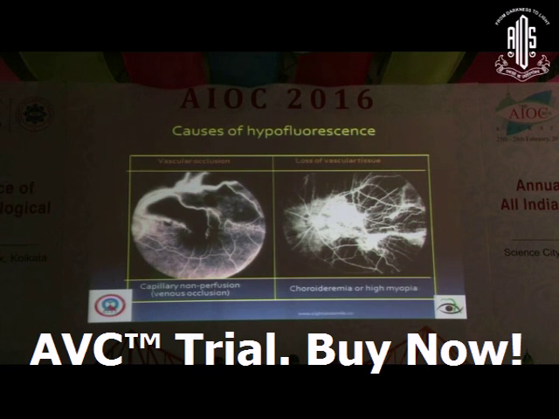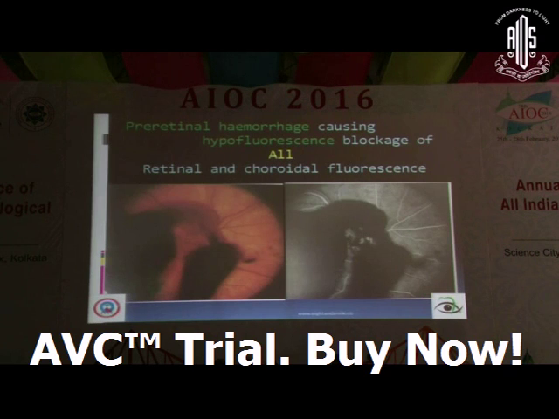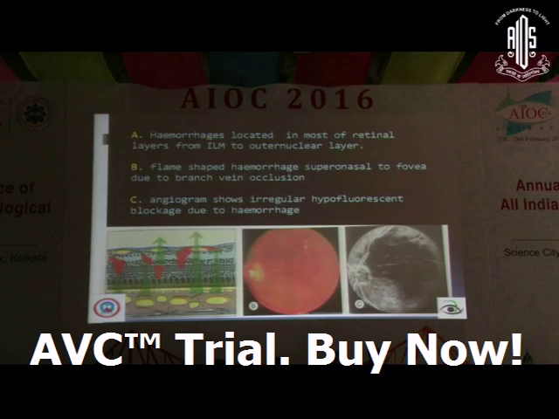Causes of hypofluorescence: vascular occlusions like capillary non-perfusion and venous occlusion, loss of vascular tissue like in choroideremia or high myopia, and preretinal hemorrhage causing block of all retinal and choroidal fluorescence. In A, hemorrhage is located in most of the retinal layers from ILM to the outer nuclear layer. B is a flame-shaped hemorrhage superonasal to the fovea due to branch vein occlusion. The angiogram shows irregular hypofluorescent block due to the hemorrhage in front of it.